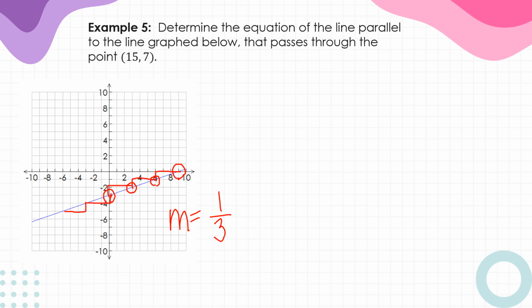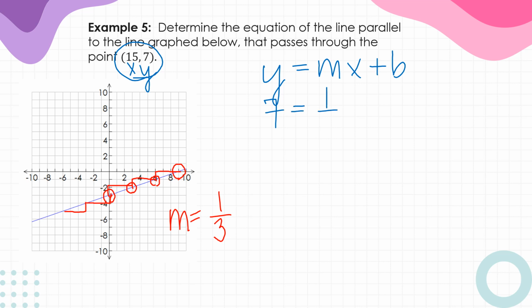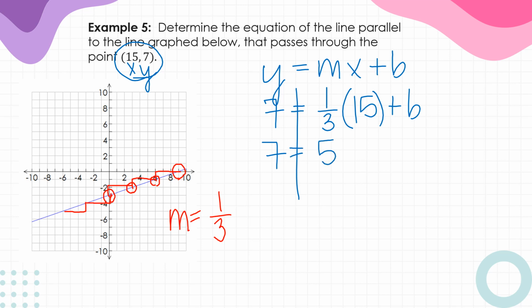So now I need to determine what the y-intercept is. I have a point, but it is not my y-intercept, so I need to use the slope-intercept form to solve for b. The y value is 7, m is 1 over 3, x is 15, plus b. Then I solve. So 1/3 times 15 is 5. Subtract 5 from both sides, and we get 2 for the value of b.